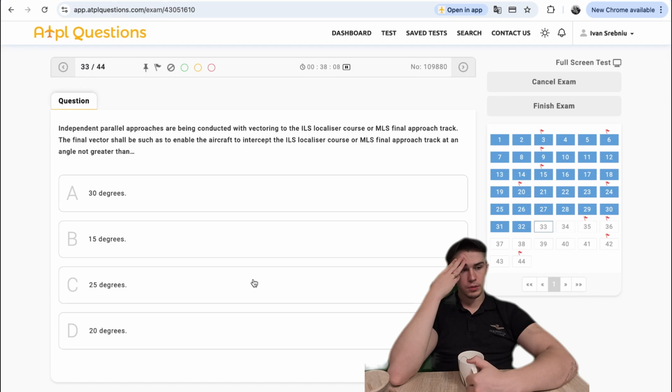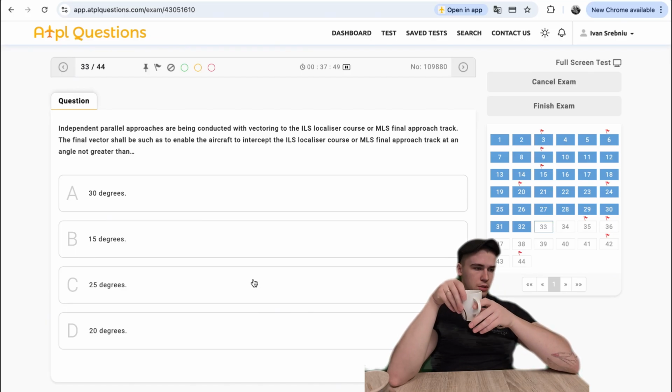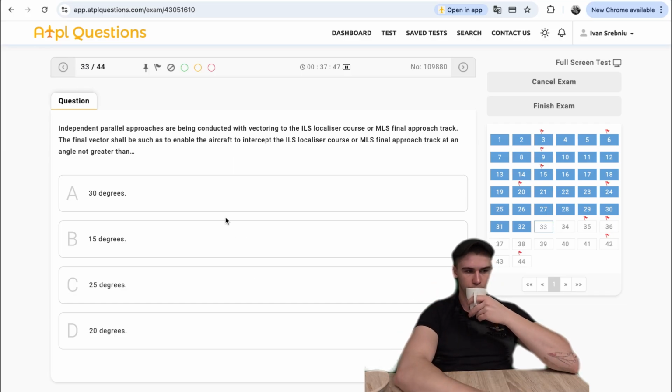Independent parallel approaches are being conducted with vectoring to the ILS localizer course or MLS final approach track. The final vector shall be such as to enable the aircraft to intercept the ILS localizer course or MLS final approach track at an angle not greater than 30 degrees.